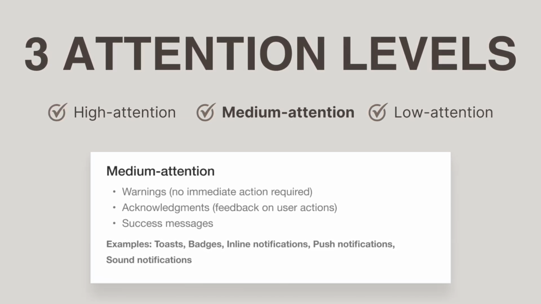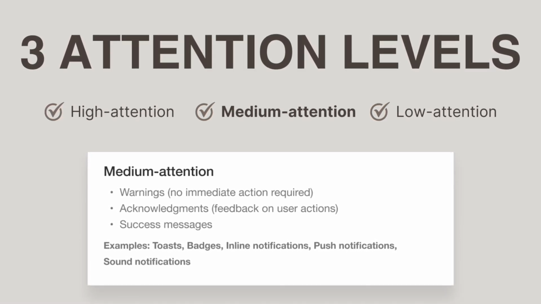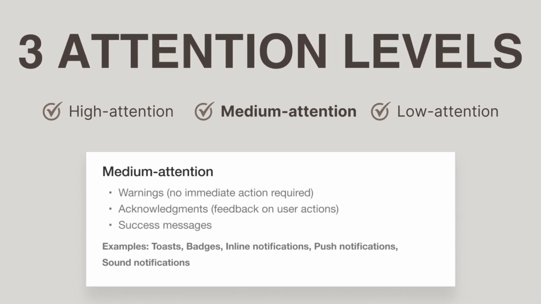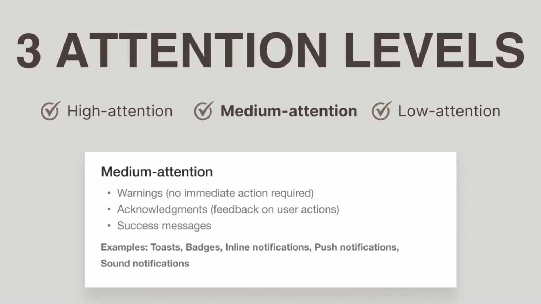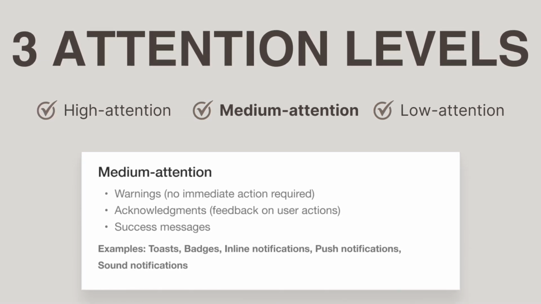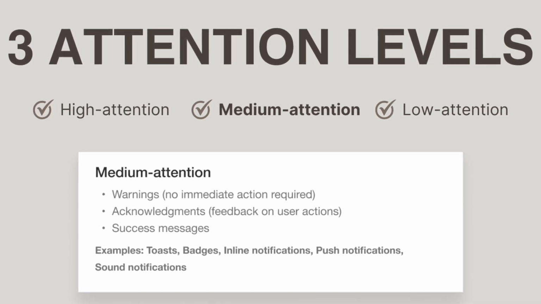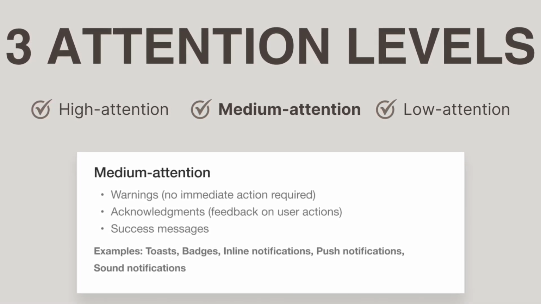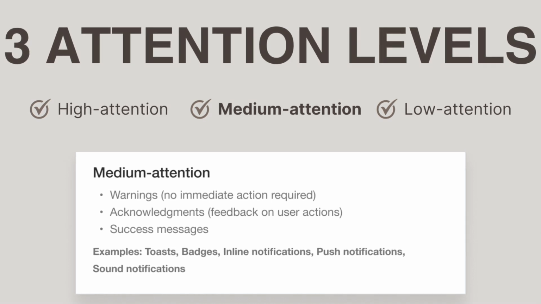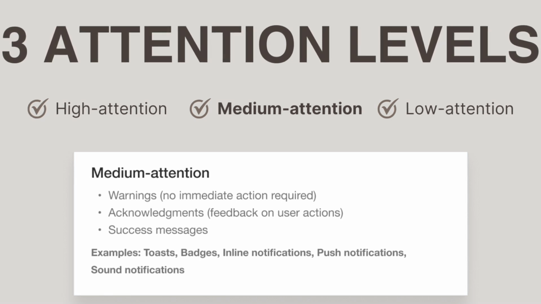They are also used for success messages. For example, you are downloading something from the internet and you can see the progress, you see everything going 89%, 99%. Once your download is done, you get a notification saying download is complete. I'm sure we are familiar with that, but if you are not, the more you design, the more you use your phone, your laptop, you'll be familiar with each type of these notifications. Examples of medium attention notifications are toasts, badges, inline notifications, push notifications, and sound notifications.